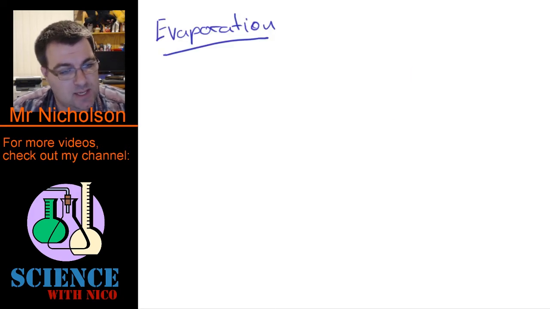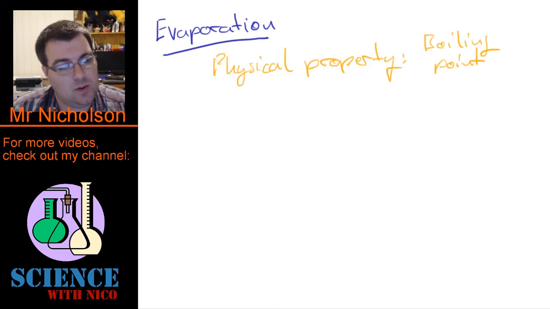Alright, let's look at our first technique, evaporation. Now this technique is pretty straightforward. The physical property that it relies on exploiting to separate our dissolved solid from our solvent is boiling point. Most salts, when they're dissolved in water, for example, have a really high boiling point, if not in the hundreds of degrees, then above 1,000 degrees. So we're able to heat the mixture and boil just the solvent.